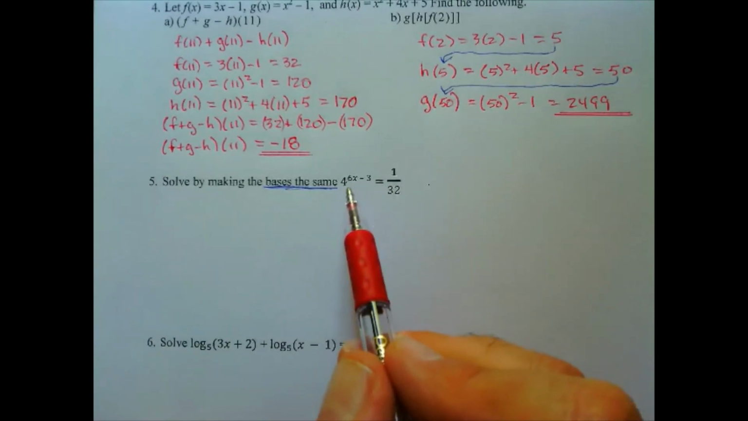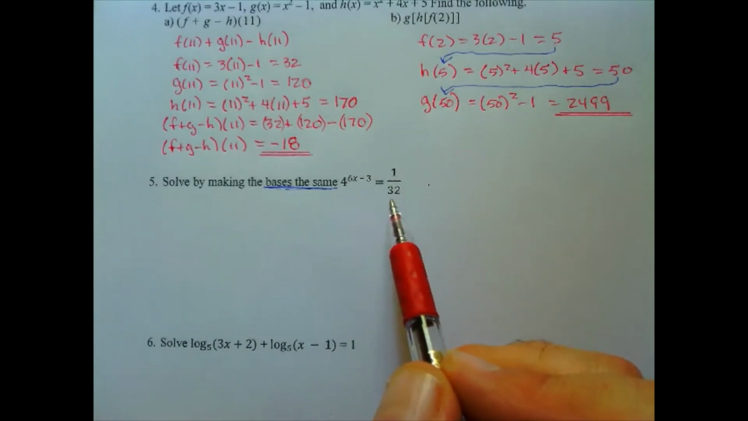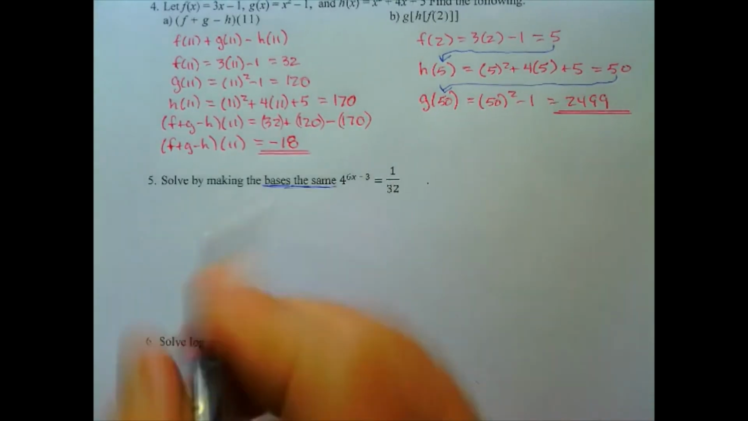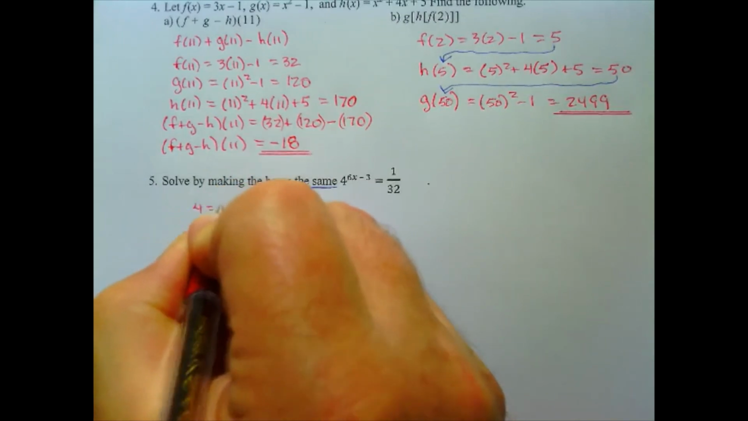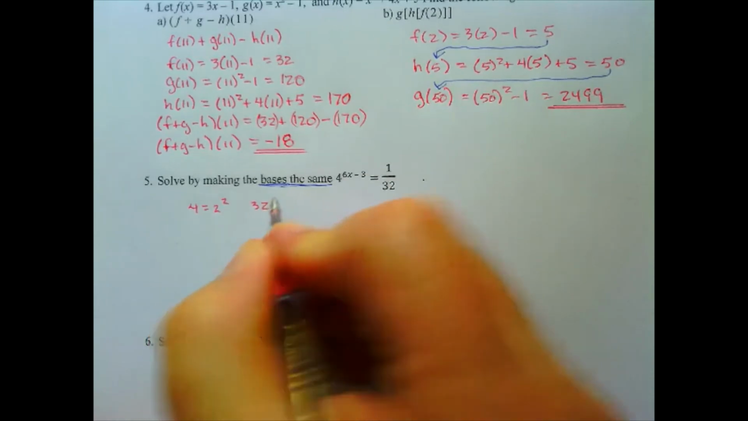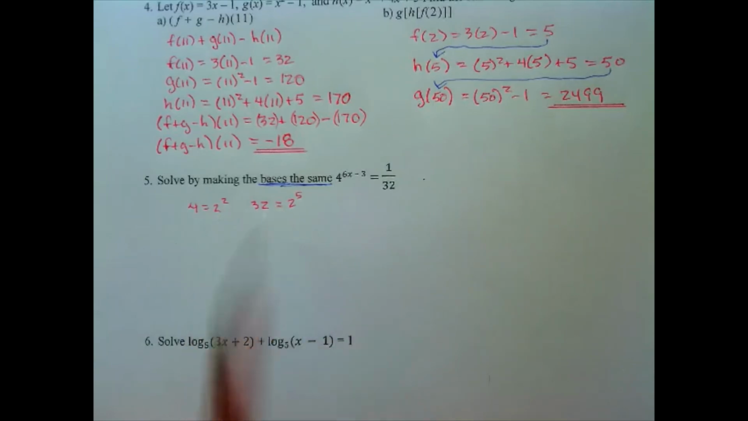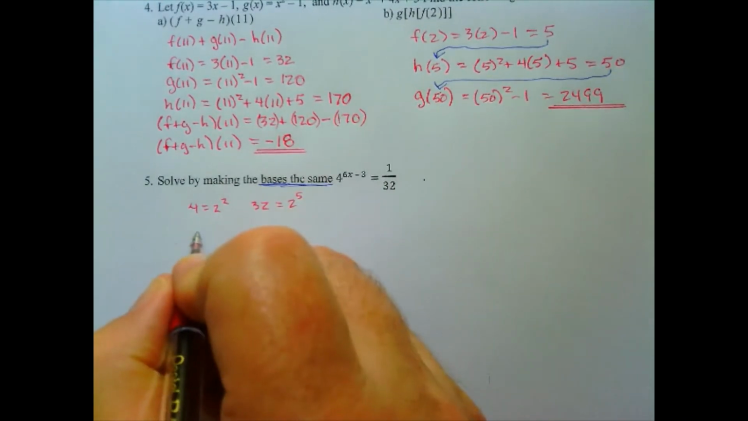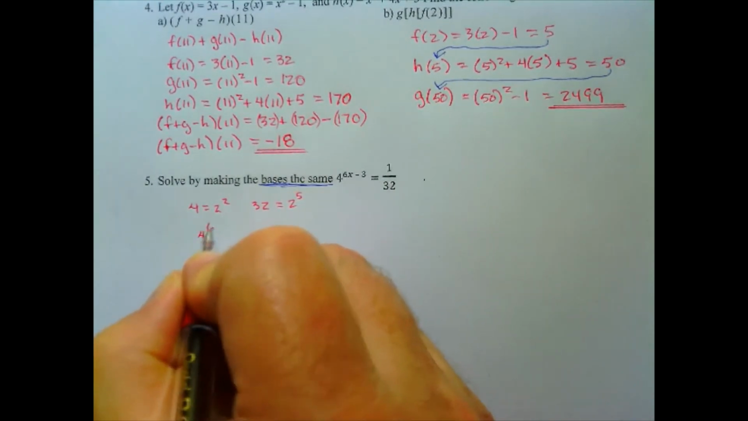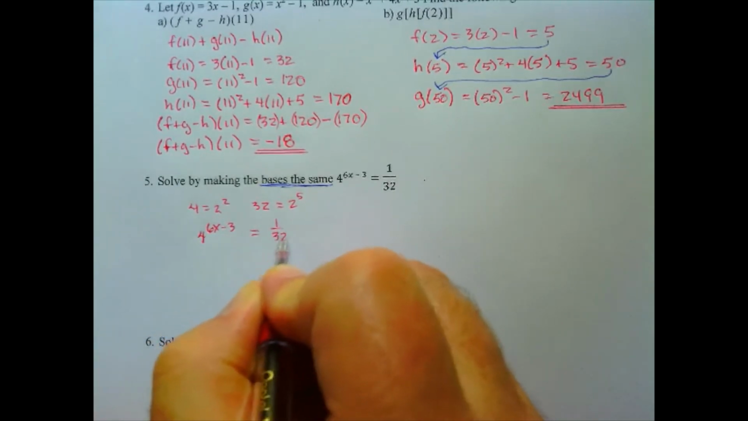Now there's no power of 4 that gives me a 32. However, 4 is 2 squared, and 32 is 2 to the 5th, so I can make both of these into base 2. So for the 4 part, let me rewrite what I've got: 4 to the 6x subtract 3 equals 1 over 32.